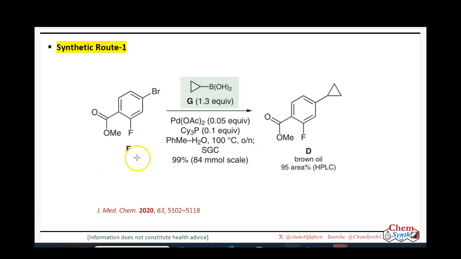So they started with this bromofluoro substituted benzoic acid methyl ester. First step is palladium catalyzed Suzuki coupling reaction with this cyclopropyl boronic acid in presence of palladium acetate and one phosphorus ligand in presence of solvent. They have used toluene and water. They got this boronic ester after silica gravity column.